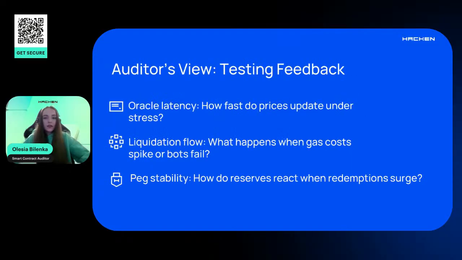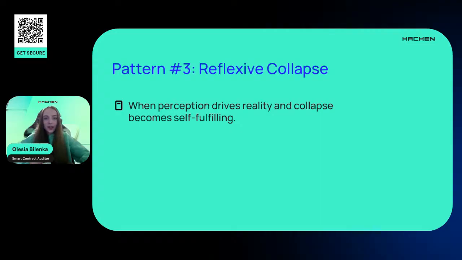As auditors, we should test not only system logic for such cases, but also system reactivity. We need to check how fast oracles update, what happens when keepers fail, and how resilient the peg is during a redemption wave. So this will help to ensure that there is no room for slow feedback in extreme market conditions. Now we can move on to the third part, which is reflexive collapse.